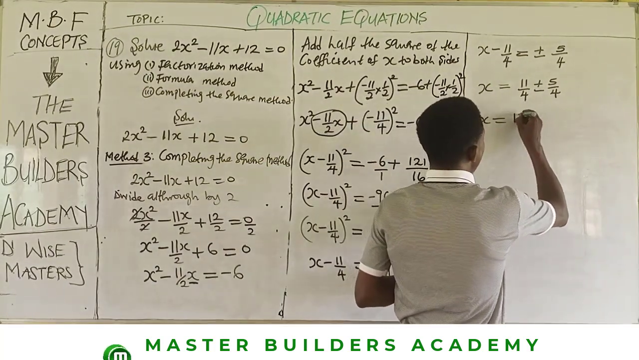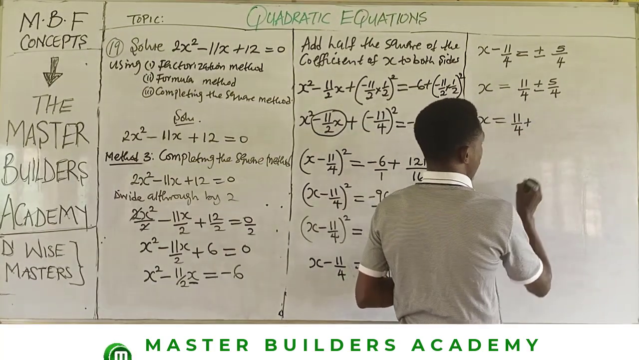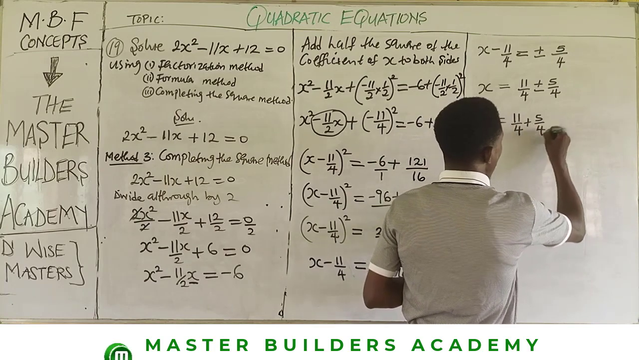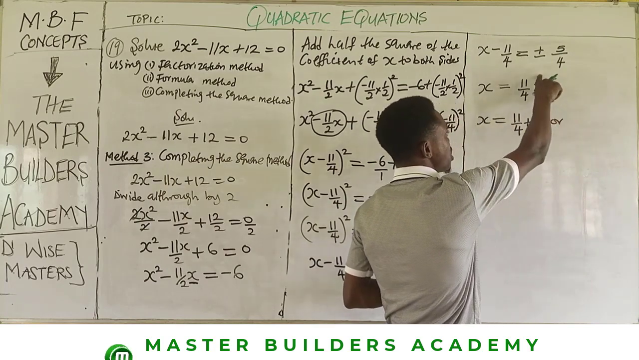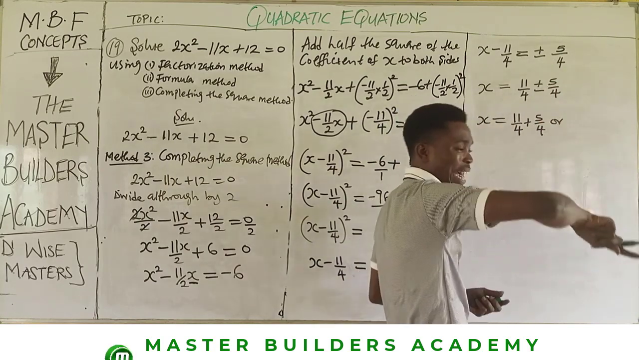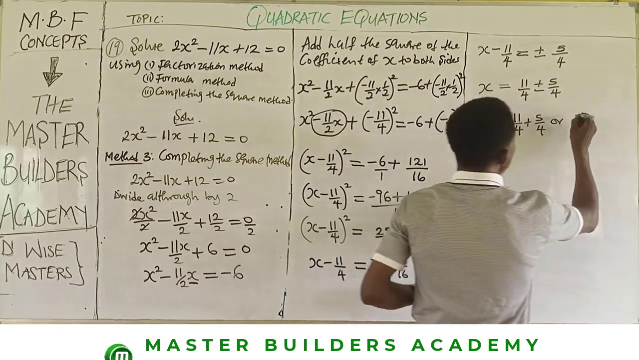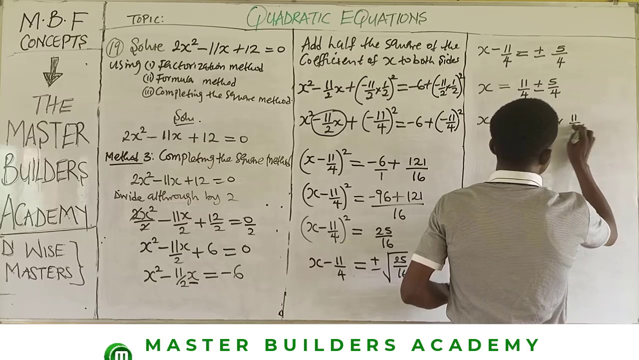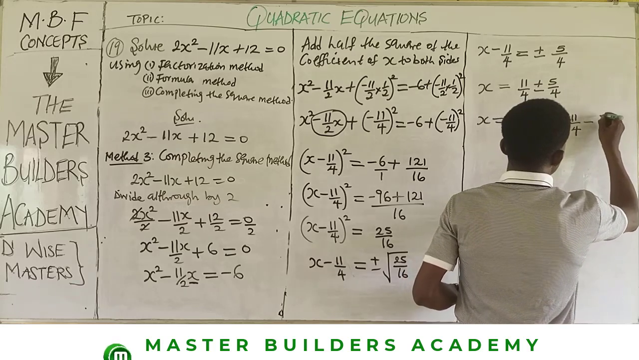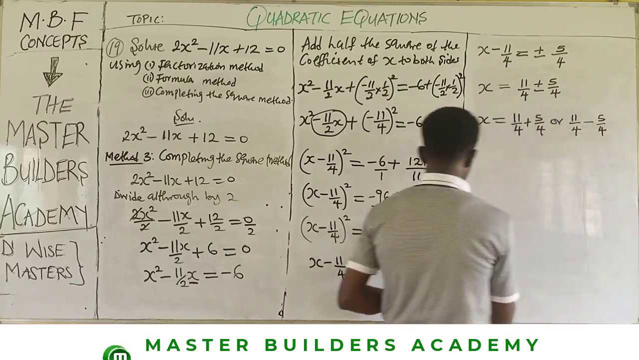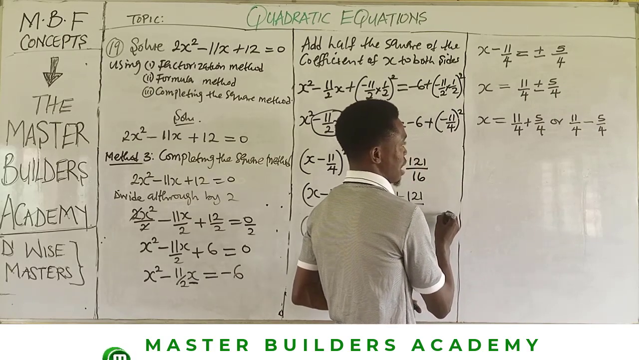This will be 11 over 4, we use plus first, 5 over 4. Or, because we used to call this plus or minus, so you use plus or you use minus. Then, or 11 over 4 minus 5 over 4. Guys, it's as simple as this.